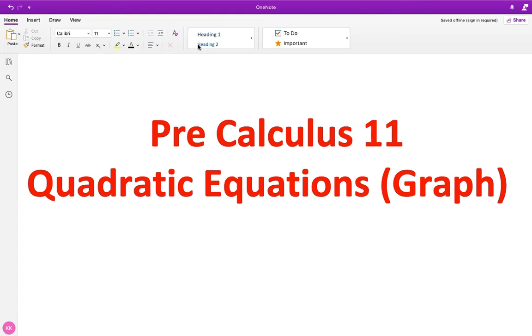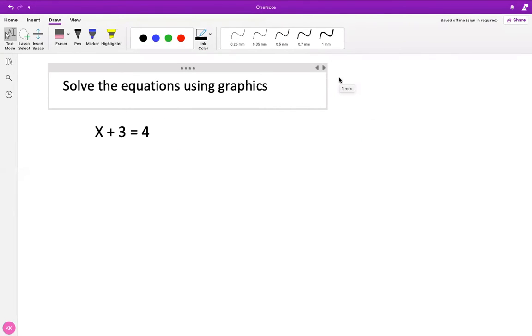So for this video, I'm going to cover quadratic equations, and we're only using the graphic method to solve quadratic equations. So there's no algebra here. We just want to do some warm-up questions. I want to solve the equations using the graphic method.